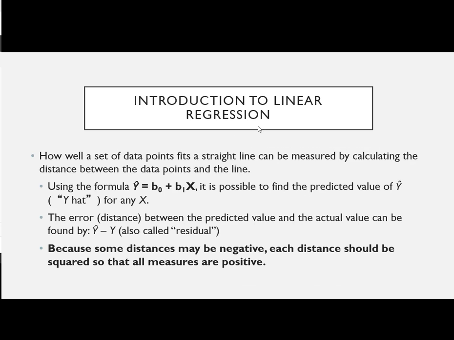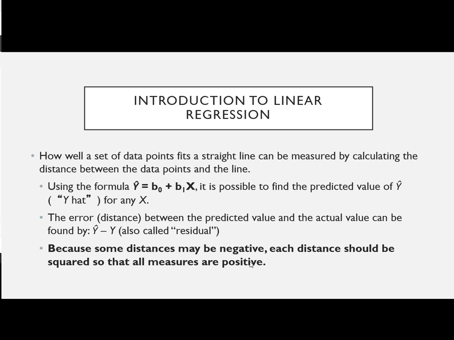Okay, so the introduction to linear regression. How well a set of data points fits a straight line can be measured by calculating the distance between the data points and the line. Using this formula, it's possible to find the predicted value of y hat for any x. The error or the distance is called the residual. Because some distances may be negative, each distance should be squared so that all measures are positive. This is like the sum of squares we did way back at the beginning of the semester.